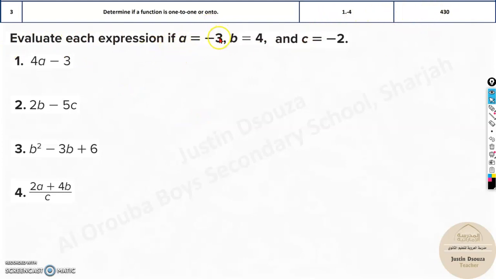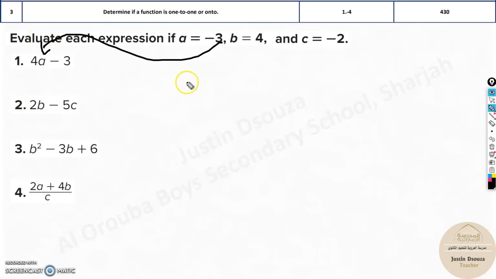If A is given as -3, B is 4, and C is -2, what is the answer for this? All you need to do is substitute these values. These are all prerequisite topics, so that's why this is so easy. You must have done this many times before.